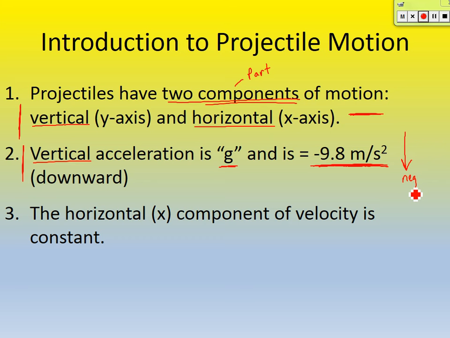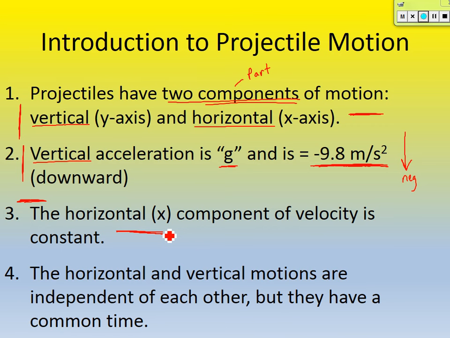Okay, number three, the horizontal component of velocity. So we're talking about the projectile's motion left and right. Its horizontal motion is constant. Okay, we illustrated that with the last few slides, I think. Its horizontal motion is going to be constant.